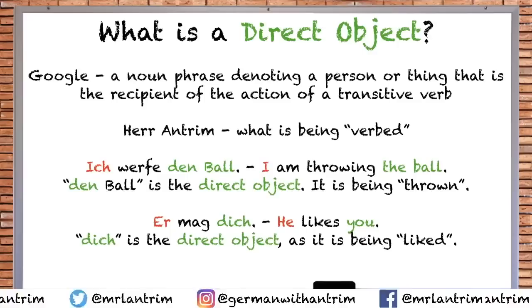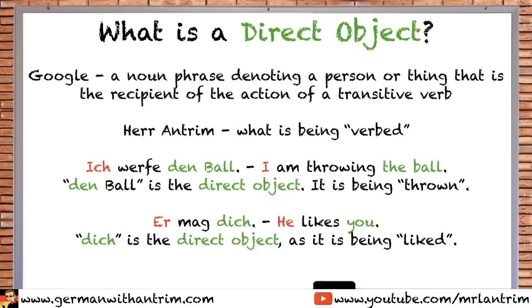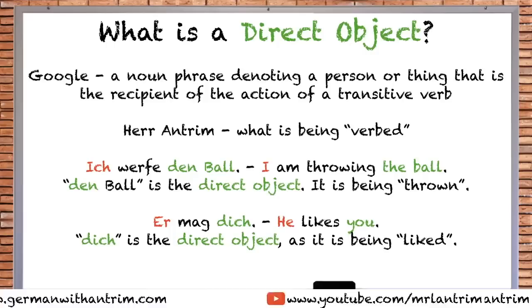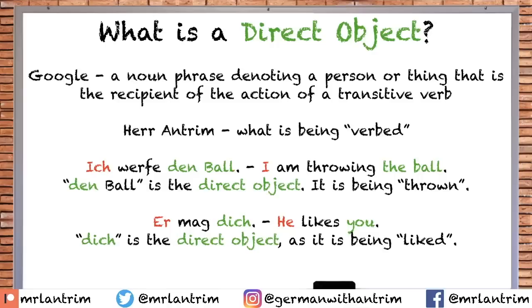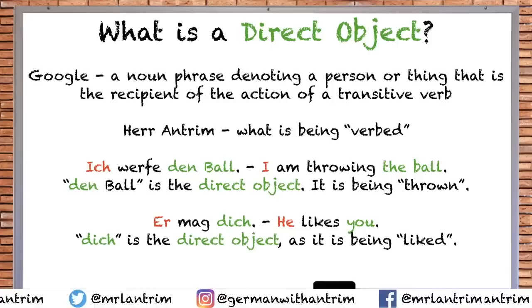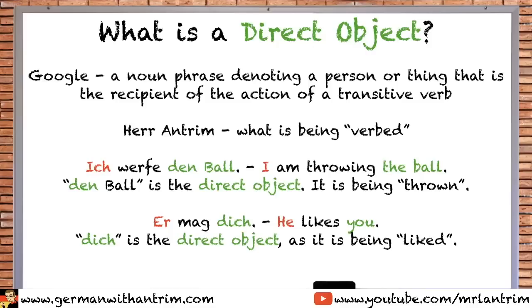So, what is a direct object? This is the main use of the accusative case, or kind of the first thing that most people learn about the accusative case. It's a direct object. According to Google, it's a noun phrase denoting a person or thing that is the recipient of the action of the transitive verb. Okay, sure. That helps if you know what the words denoting and transitive verb mean, but the simplified version is this: it's what's being verbed in the sentence. So what is being acted upon?